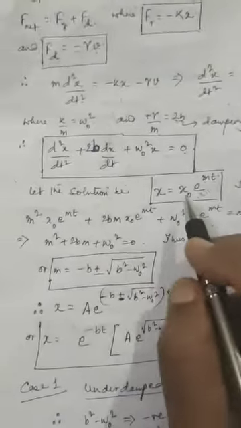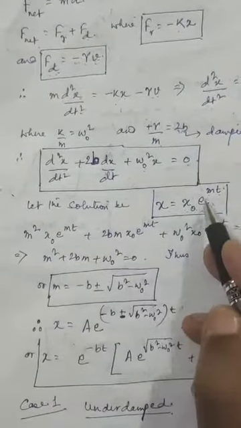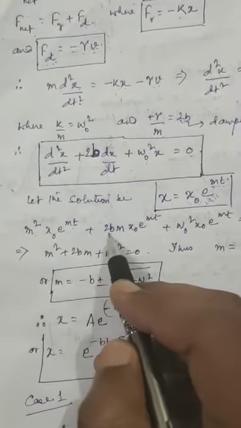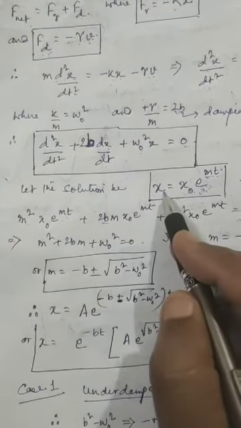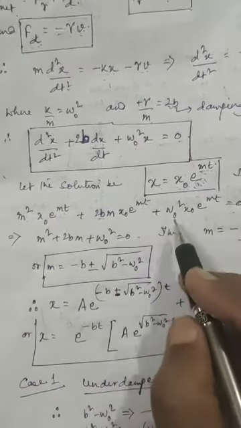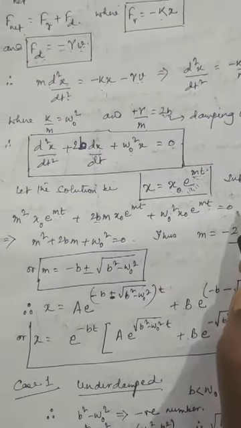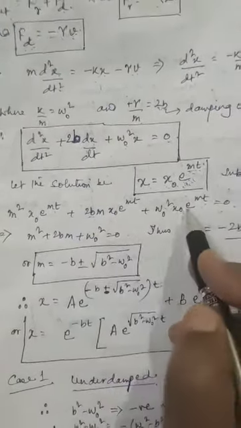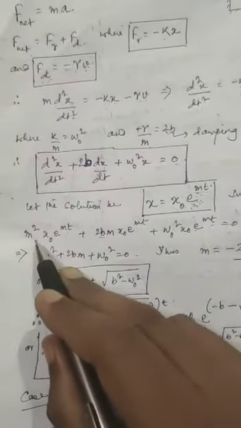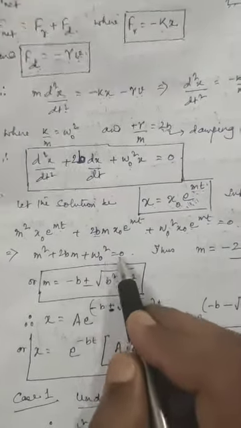So substituting this, if we double differentiate it, d square x by dt square, you will get an m square out, so m square x naught e to the power of mt. 2b remains as it is, dx by dt, if you differentiate it once, you will get m, so m x naught e to the power of mt, and omega naught square, instead of x you write x naught e to the power of mt, which is equal to 0. Now you can see x naught e to the power of mt is a common factor, so I can factor it out. All that remains is m square plus 2b m plus omega naught square is equal to 0.